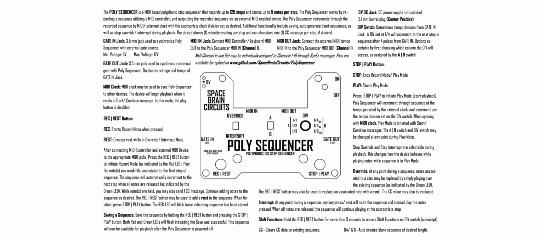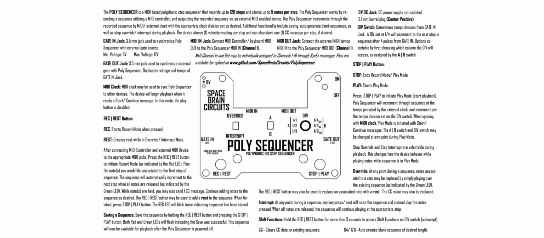Stop play button. Stop ends record mode and play mode. Play starts play mode. Press stop play to initiate play mode and start playback. Poly Sequencer will increment through sequence at the tempo provided by the external clock and increment per the tempo division set on the DIV switch. When syncing with MIDI clock, play mode is initiated with start continue messages. The A, B switch and DIV switch may be changed at any point.